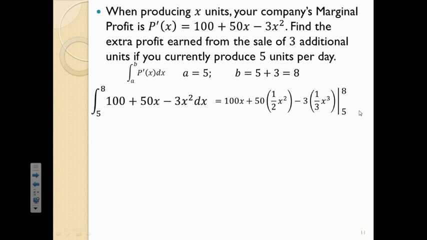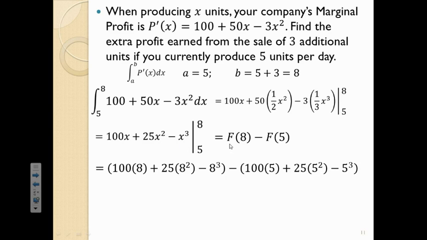So now we can put all of this together and say that the integral from 5 to 8 of our marginal profit is going to be our profit function, which is 100x plus 25x squared minus x cubed, and we're evaluating it from x equals 5 up to x equals 8, including 8. So we do an F of 8 minus an F of 5. We simply put 8 into this function and then subtract an F of 5, putting 5 into this function.